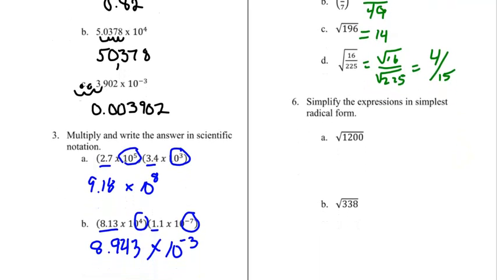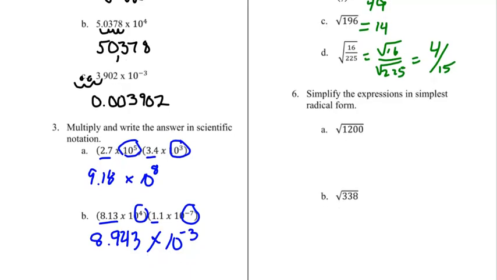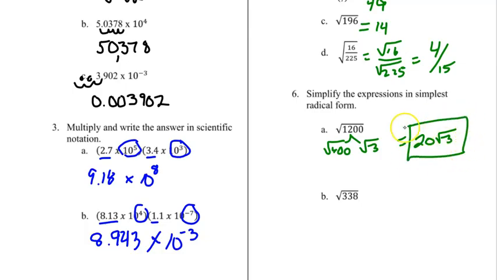Question 6. We need to simplify these expressions in simplest radical form. And when we do this, we want to use the biggest square root that we can possibly find, our perfect square. So for this one, the biggest perfect square I can divide out of 1200 would be the square root of 400. And 400 times the square root of 3 gives me 1200. So the square root of 400 is 20. And then all I have left is the square root of 3. So our answer would be 20 square root of 3.